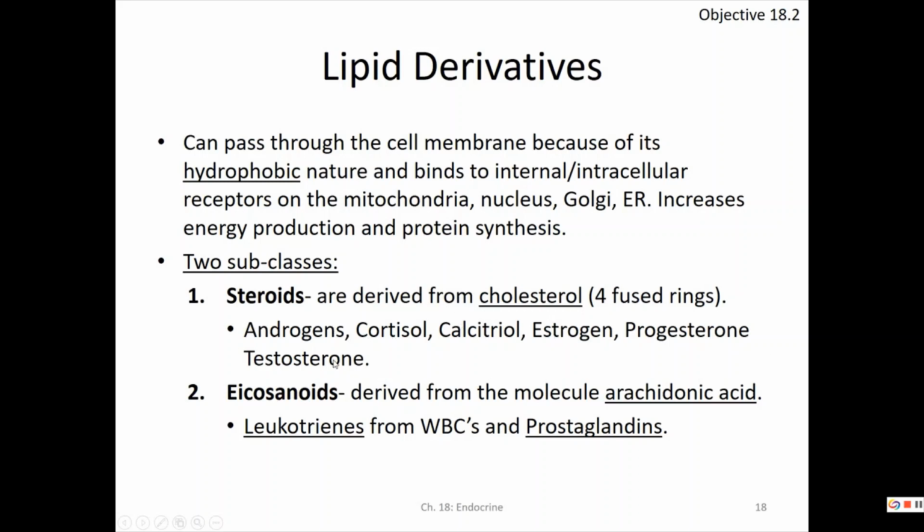A-C-C-E-P-T. Accept. Androgens, cortisol, calcitriol, estrogens, progesterone, and testosterone. Accept.